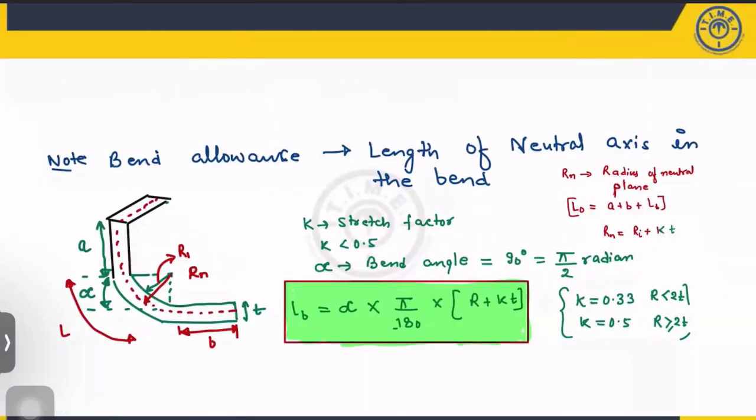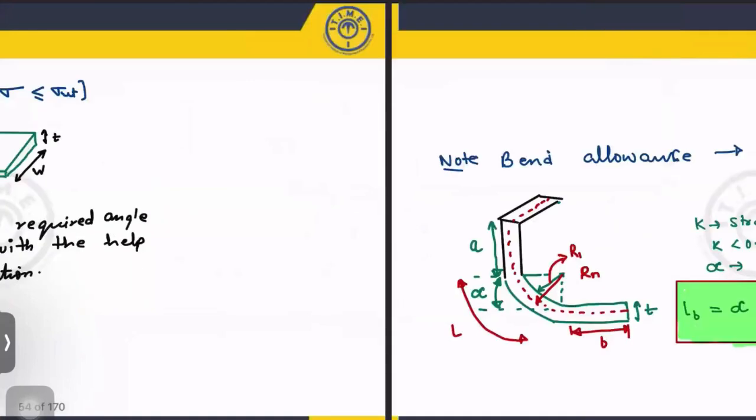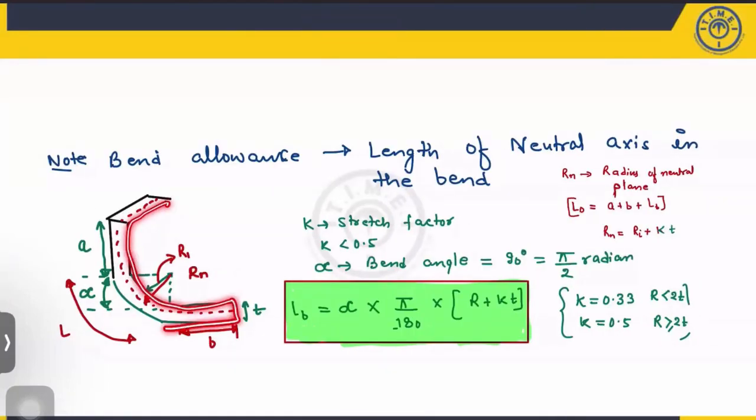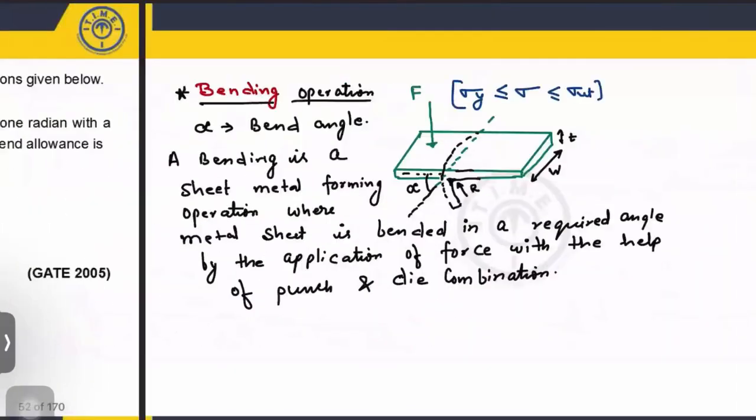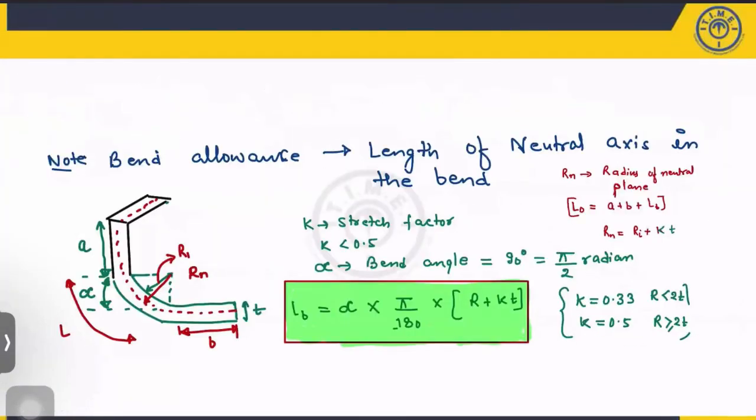Now see, whatever bending you have done in this particular sheet metal, the same sheet metal I have taken here. I want to calculate the bend allowance. What does bend allowance mean? There is a formula. The bending allowance means how you will calculate this particular bending length. So let us suppose there is a sheet metal like this. Now you have applied some forces and this sheet metal gets bent.